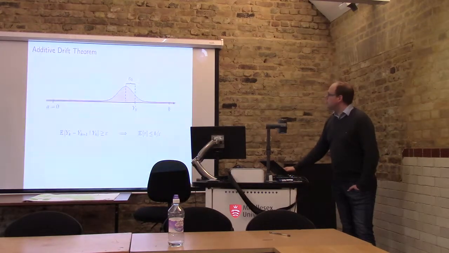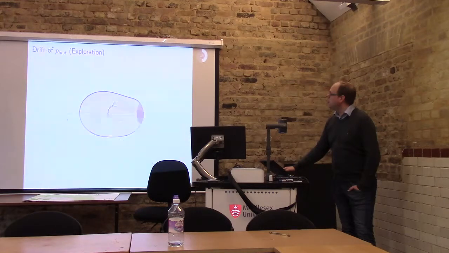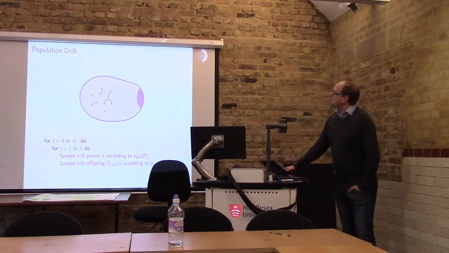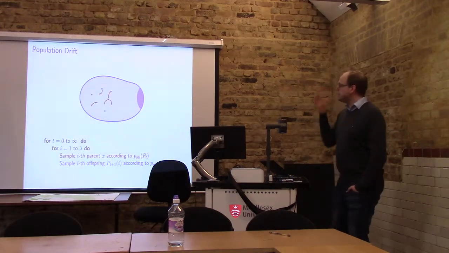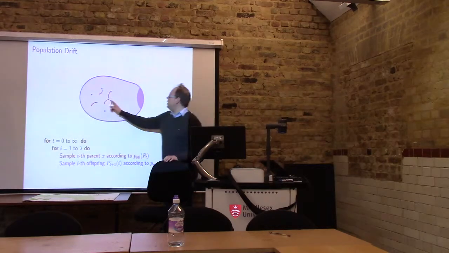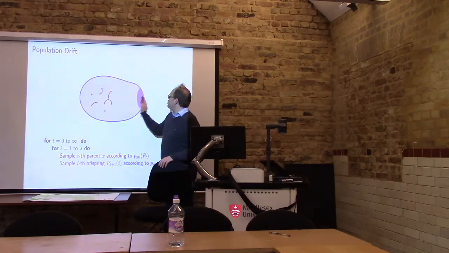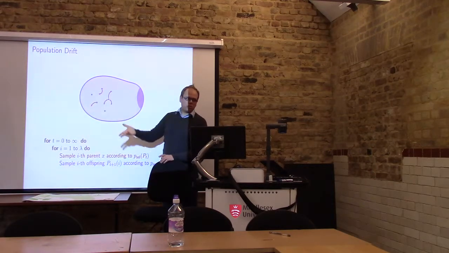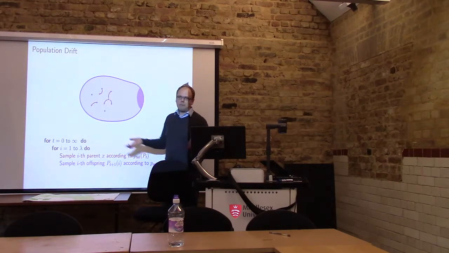Okay, so what does this theorem say? There are two important parameters. This is a drift theorem again, so you have some notion of distance. You measure a distance from any point in your search space to some point you want to reach. It could be the Hamming distance or whatever.